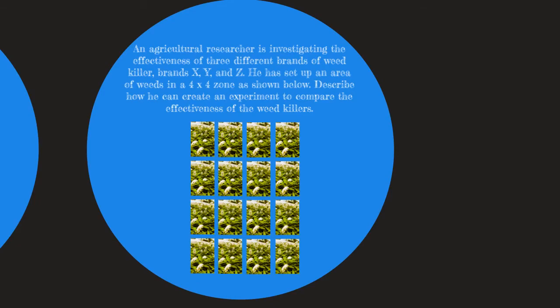Maybe he sets them up in columns. Maybe the first column is brand X, brand Y, brand Z, and then a control group. Maybe he has them set up in rows. Row 1 is X, row 2 is Y, row 3 is Z, row 4 is your control group. Maybe he keeps them random. Like I said, when you pulled out the numbers, zone 1 is X, zone 2 is control group, and that way he has a very randomized sample.